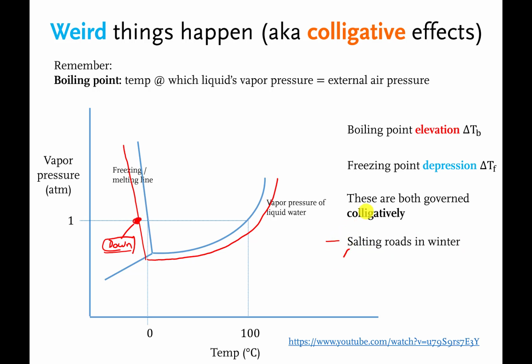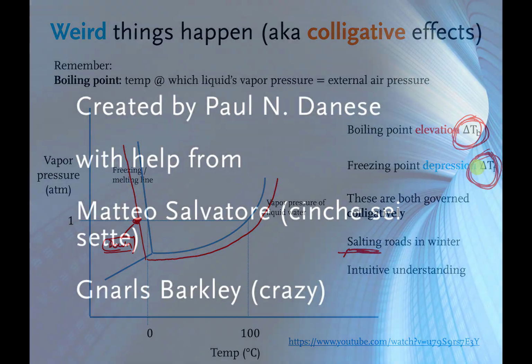And that's basically what the point of putting salt on the roads during the winter time is, or salt on your driveway. That's the introduction to colligative effects. We are going to spend the next couple of videos talking about how to estimate what the boiling point elevation might be for a liquid, or what the freezing point depression might be for a liquid.